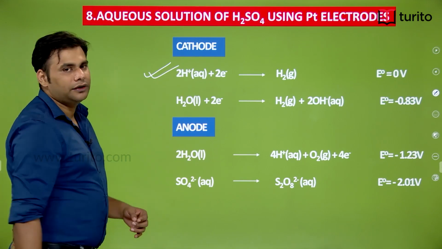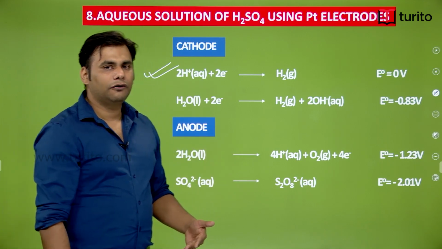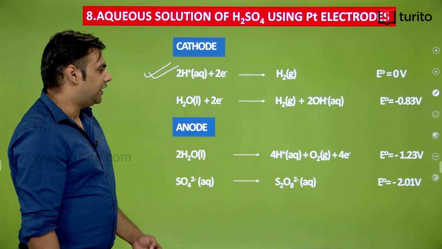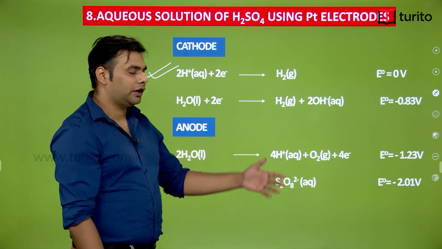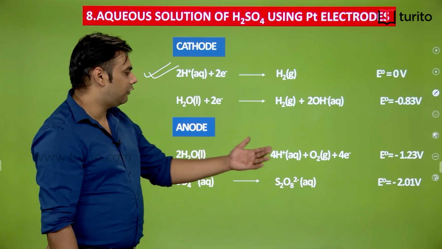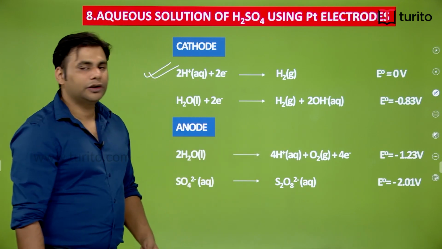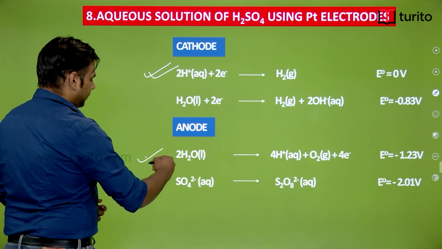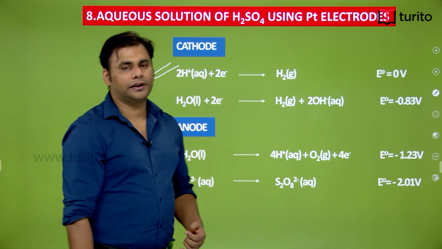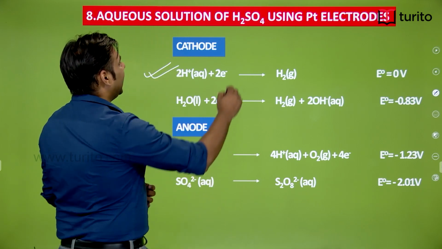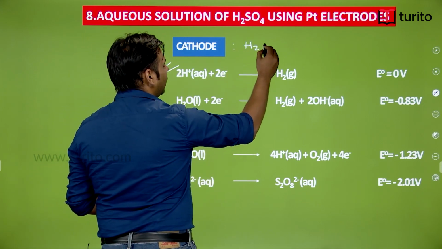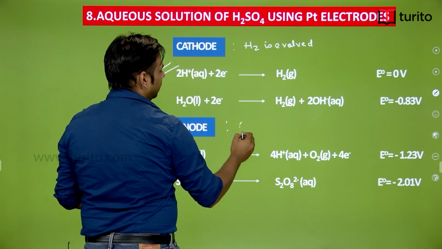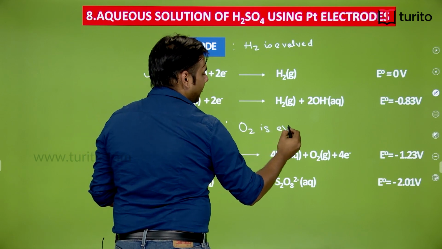Similarly, if you look at the anode, sulfate ion can undergo oxidation forming tetrathionate ion, EMF is minus 2.01. But when water undergoes oxidation, it will form O2 gas and its oxidation potential is minus 1.23. So in this case, the oxidation of water would take place. So we will say that at the cathode H2 is evolved and at the anode O2 is evolved. I hope this is clear to you.